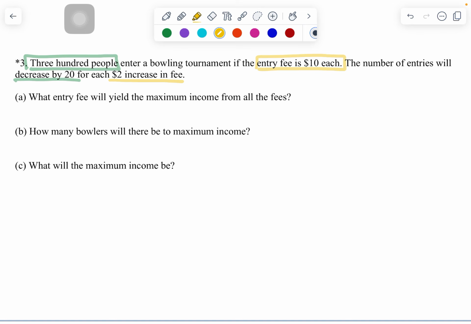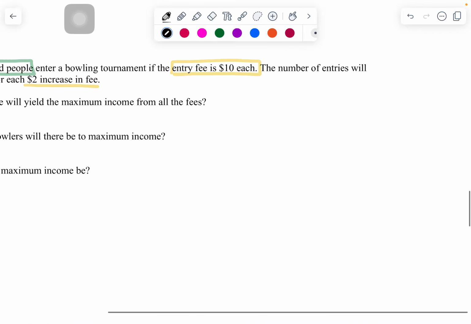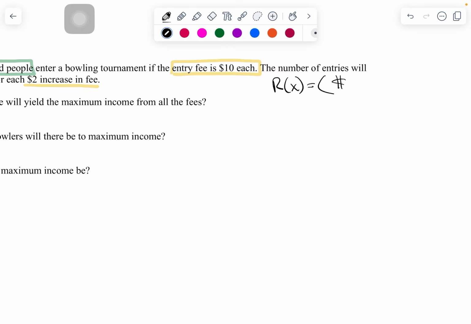All right, so off to the side, I'm going to go ahead and make myself an equation that is going to figure out the income. That would be the revenue. And remember, we're going to have the money part of it, and then this would be the people part. So it's the number of people who are attending times the entry fee, the money part. All right, so R of x is equal to, let me get the equal sign in there.